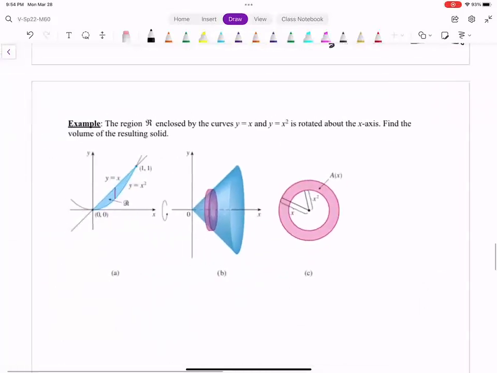Let's try a problem based on the washer method. What do you mean by washer method? When do you apply the washer method? So the region R enclosed by the curves y equal to x and y equal to x squared is rotated about the x-axis. Find the volume of the resulting solid.